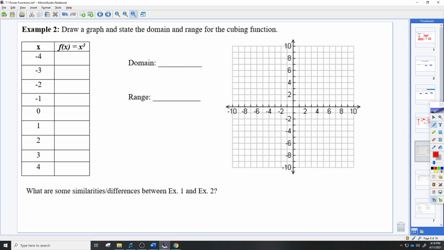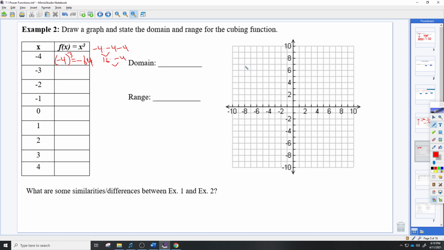Okay, let's try another one. We have x cubed, so now we're going to raise it to the 3rd power, which means we multiply it by itself 3 times. If you're going to put this in the calculator, you can do that with parentheses around it. So we're going to do negative 4 cubed. That means negative 4 times a negative 4 times a negative 4. Since there's 3 of these, you would multiply 2 of them and get a positive 16 times a negative 4. Then if you multiply these 2 together, you would get a negative number. So this is going to give us a negative 64.